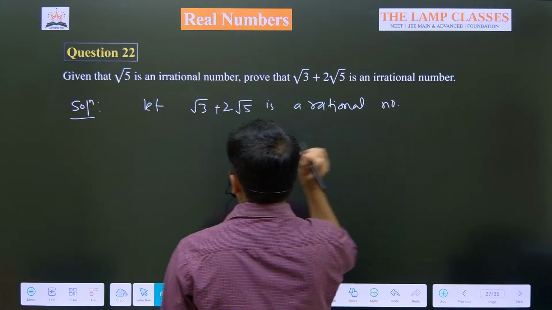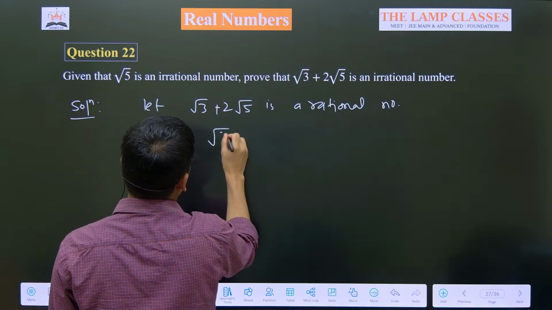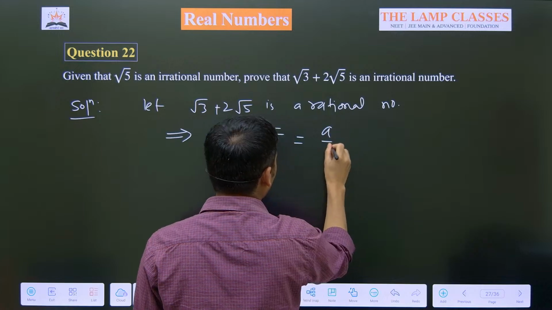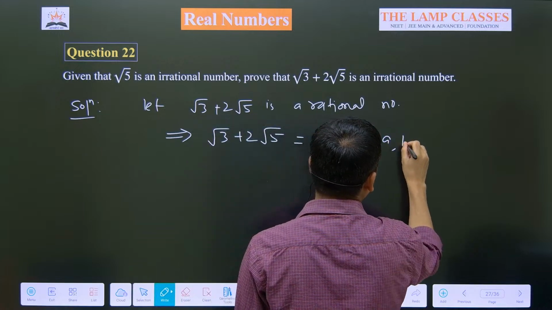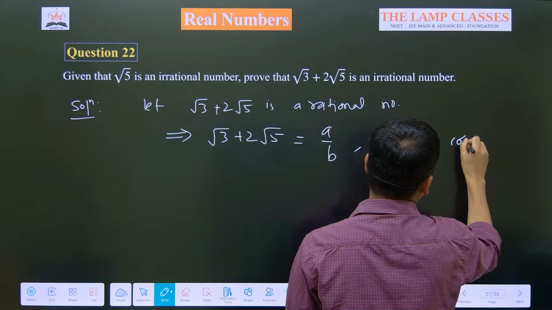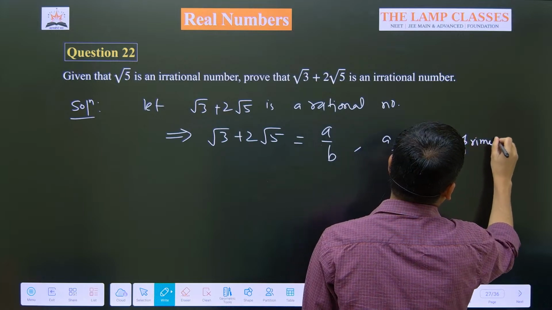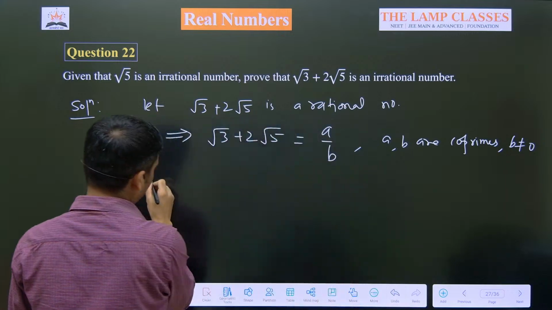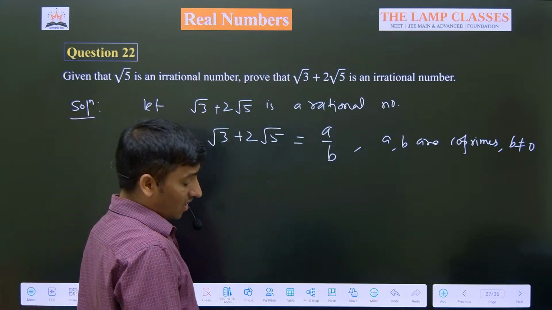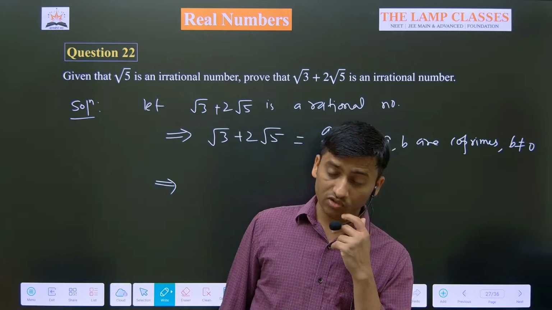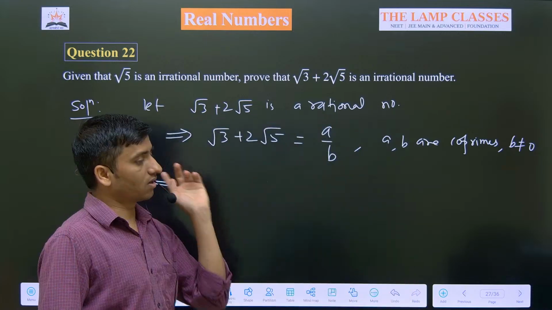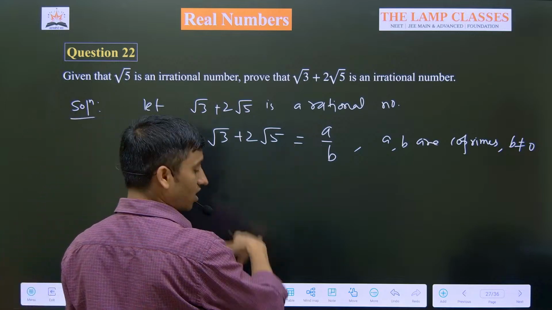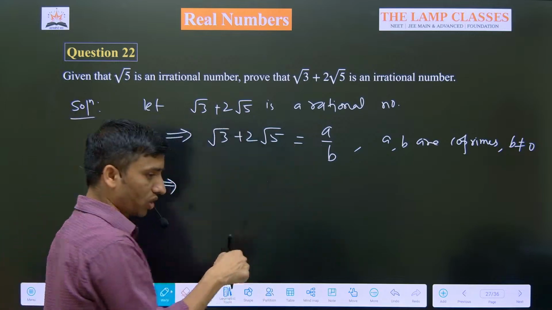Rational number. That means root 3 plus 2 root 5 can be written as p upon q, or a upon b. You can write a, b are co-primes and b should be non-zero. Now we can do the cross multiplication here. One more mistake some students usually make: they square after cross multiplying. Do not square it here. We'll see how to square, but not now.